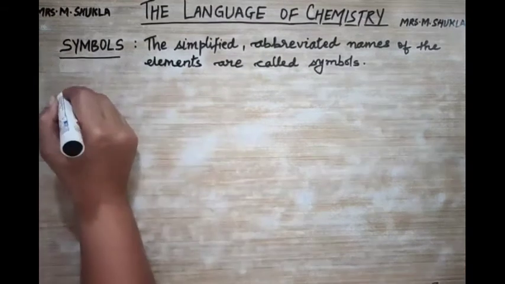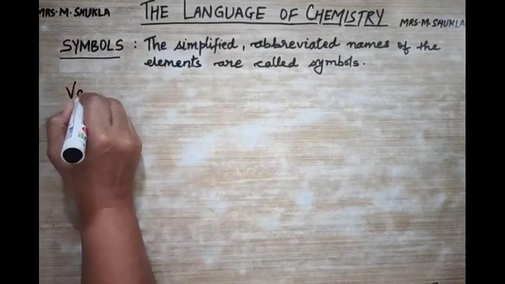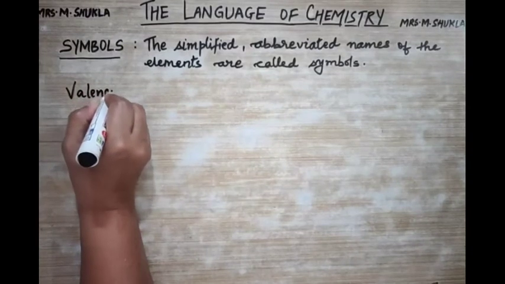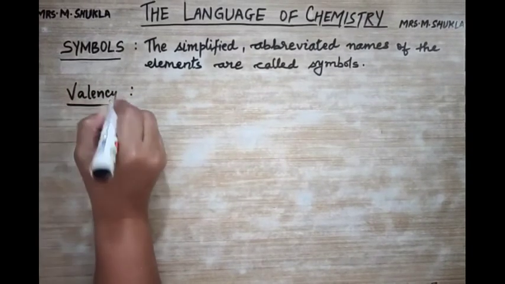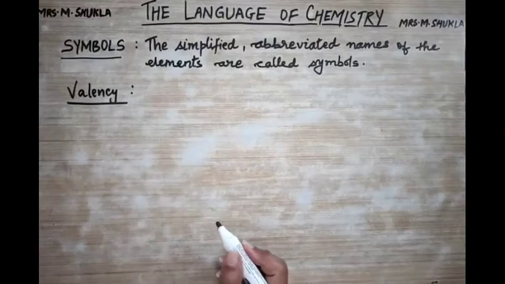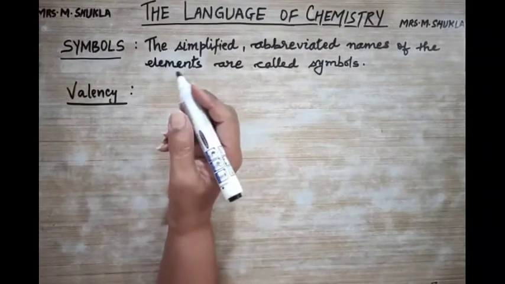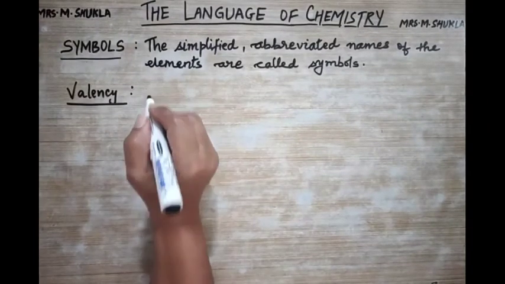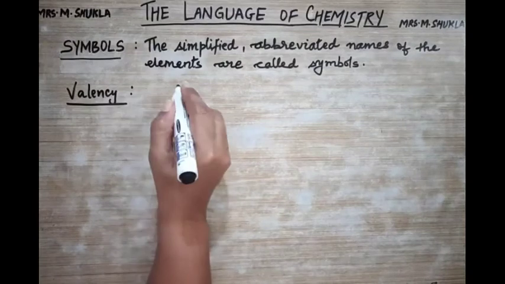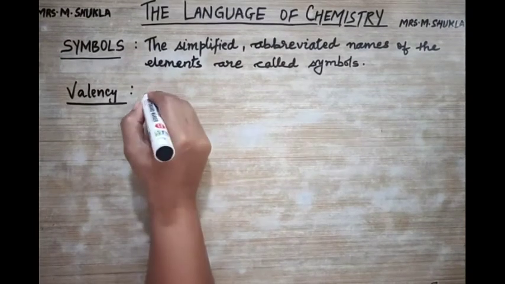The next topic that we begin is valency. Okay? After symbol comes valency. Now what are valencies? Valency is a combining capacity. So I'm writing over here, try to understand.